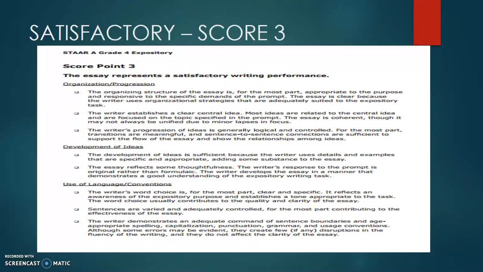The writer's progression of ideas is generally logical and controlled. That means you are providing some examples, explanations, facts, and details to support your central idea, and they make sense, and they have some control. That means they're not all over the place. For the most part, your transitions are meaningful.